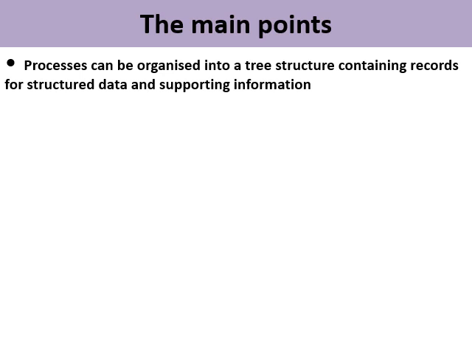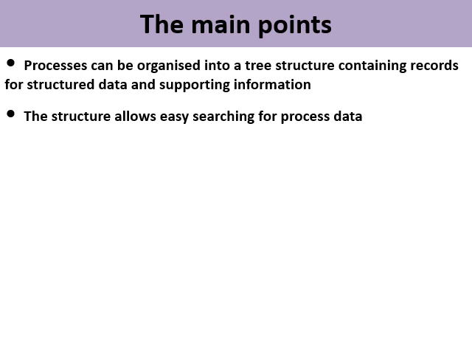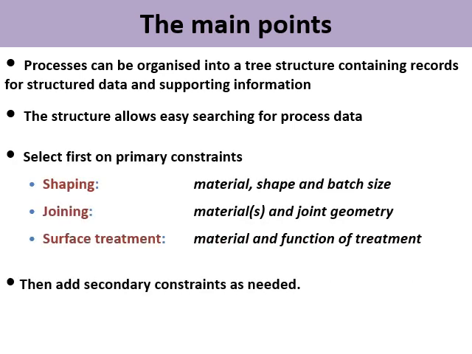In this unit, we have explored how the information for processes can be organized in a hierarchical structure, and then how to find the information about shaping, joining, and surface treatment, and how processes are selected to meet a set of constraints by using simple screening stages. And then the final choice of processes is guided by the insight derived from the search for documentation and by a more detailed analysis of cost.